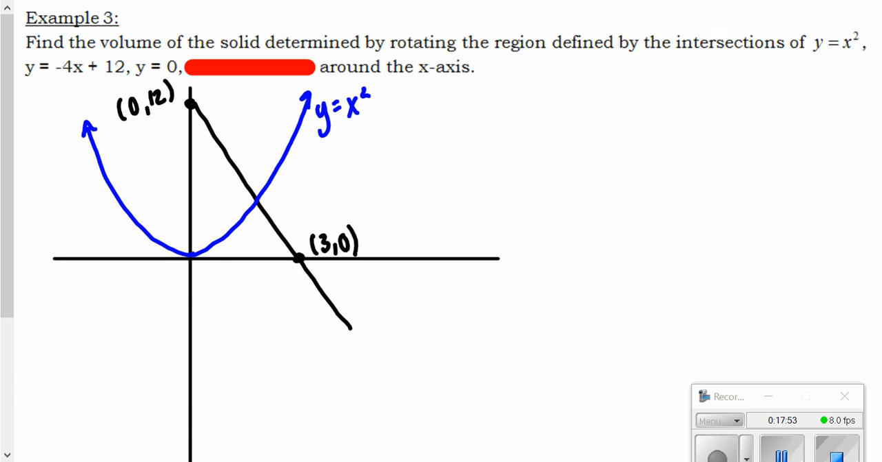In my next example, I have the standard parabola y equals x squared. I have a downward sloping line that goes through 12 on the y-axis and 3 on the x-axis. Notice I have an edit on the wording of this as given. It says find the volume of the solid determined by rotating the region defined by, okay, so now here are all my boundaries: the blue curve, the black line, y equals 0. Y equals 0 is this. So the part that we're talking about is this little pocket right in here.